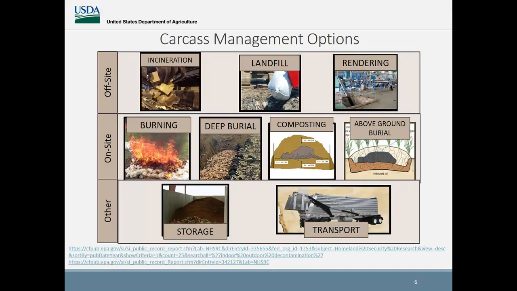So there are 6 standard carcass management options. The off-site options would be incineration, landfill, and rendering. The on-site options being burning, burial, and composting. We have an innovative option that shows a lot of promise, but we're still trying to validate it. And it's called above-ground burial, which is a combination of composting and shallow burial. And then there's some related activities like storage and transport as well.